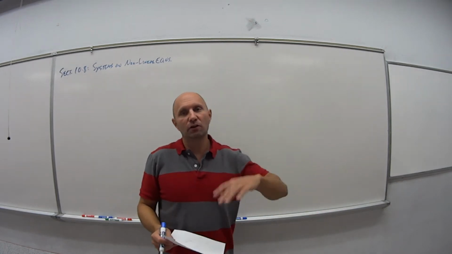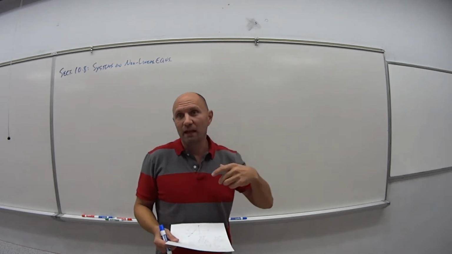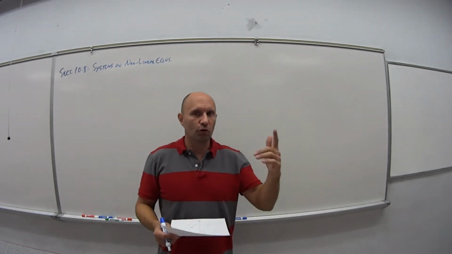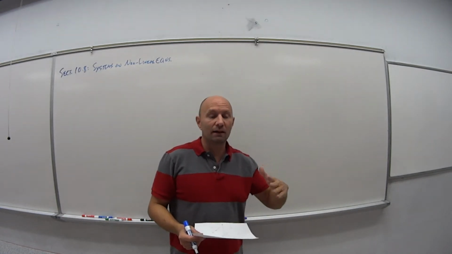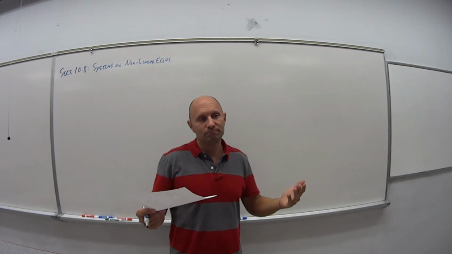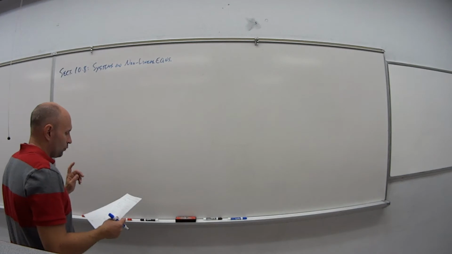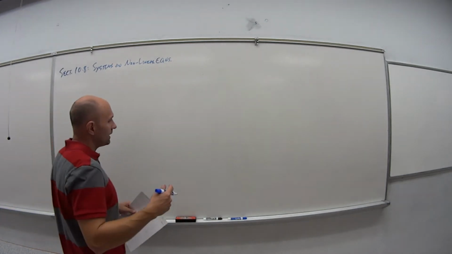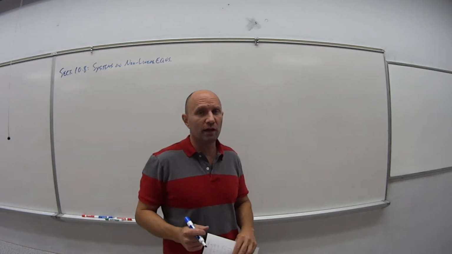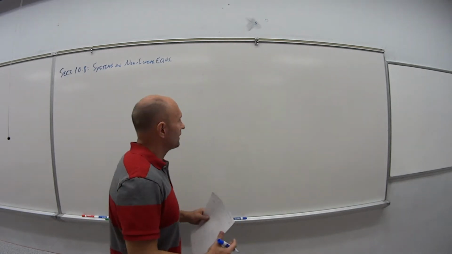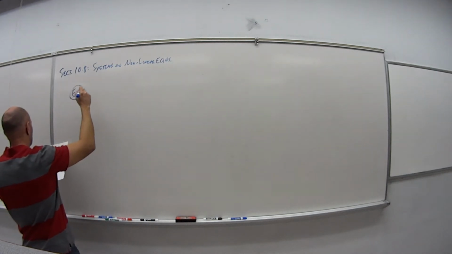Maybe we have a line and a circle. We're trying to figure out where these guys intersect. Or maybe we have a parabola and a circle, and where do those intersect? Point being, they don't have to be just lines. But what we're going to do is solve it with our elimination method. Video 2 from section 10.1 was on the elimination method, and that's what we're going to do for our nonlinear equations.